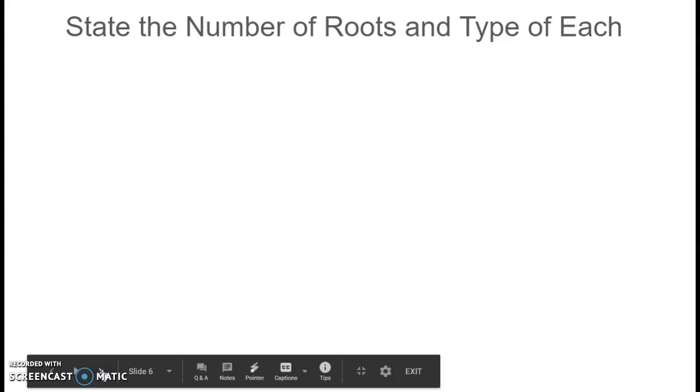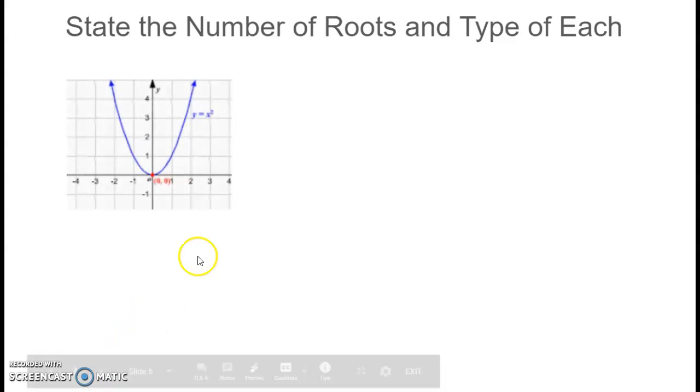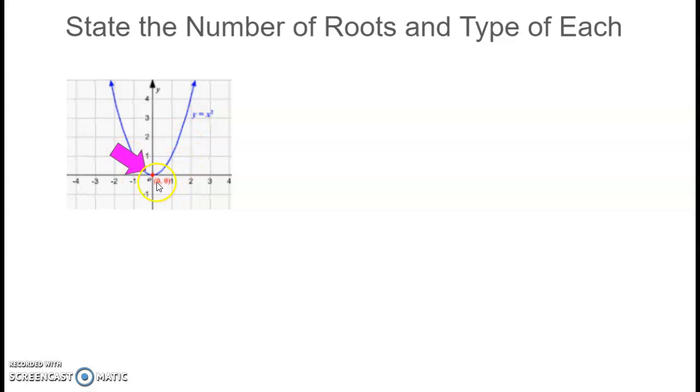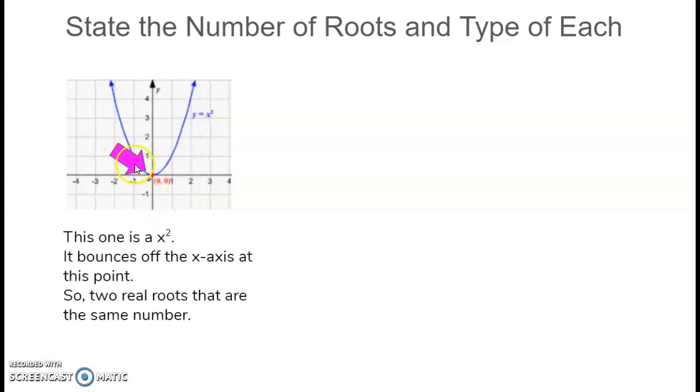Okay, so on the next slide, I have another parabola, this time only touching the x-axis once. Actually, it's bouncing off the x-axis. So again, it's another x squared graph. X squared graphs are parabolas. It bounces off of the x-axis at this point. So I have two real roots that have the exact same number because of the bouncing off. Makes it turn around right away. So two real roots that have the same number.